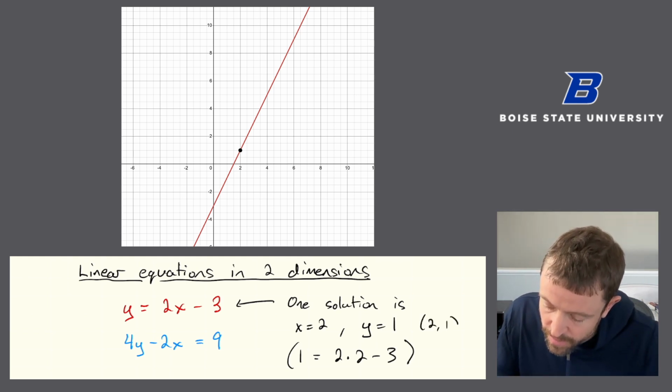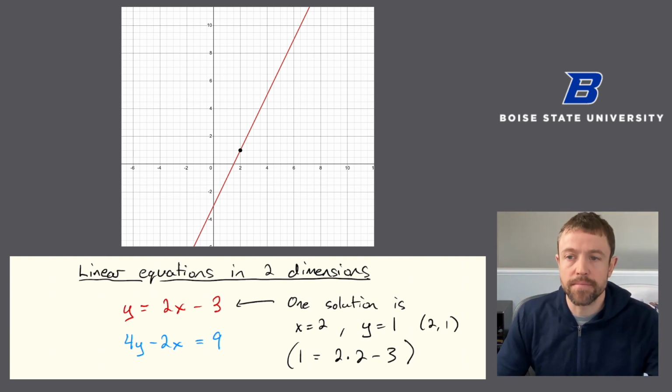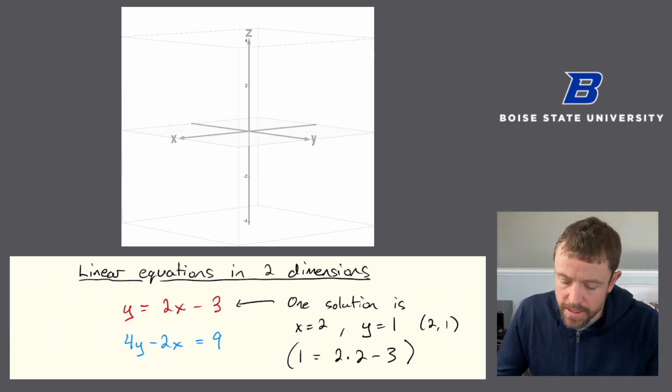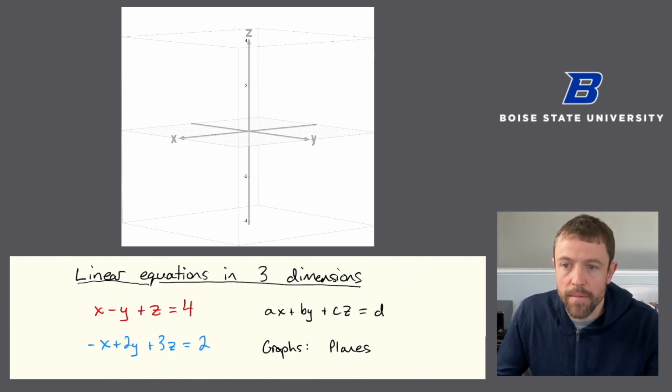So this point would be written (2, 1). So that's a solution to a single linear equation in 2 dimensions. Let's go up to 3 dimensions. And in 3 dimensions, it should be basically the same thing, I would hope anyway.